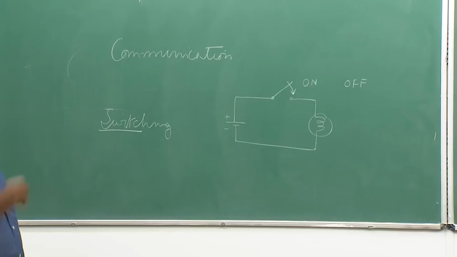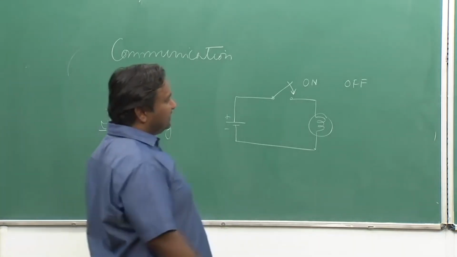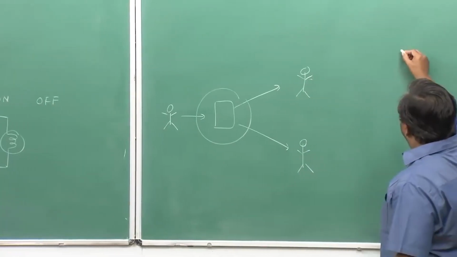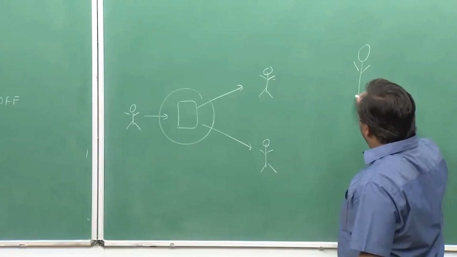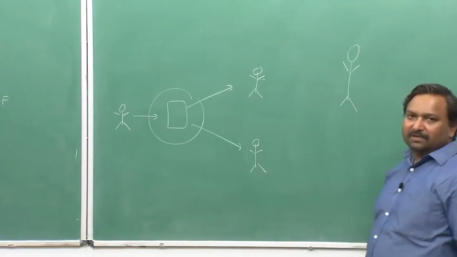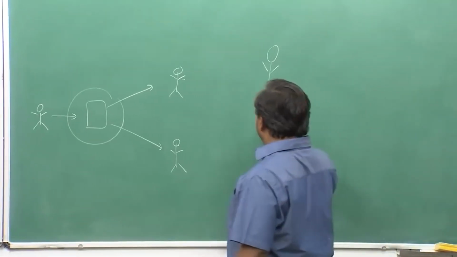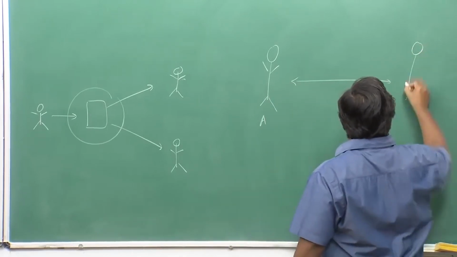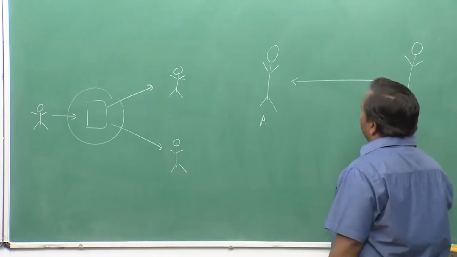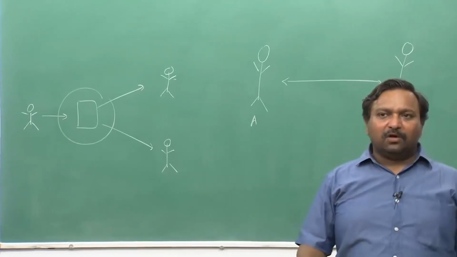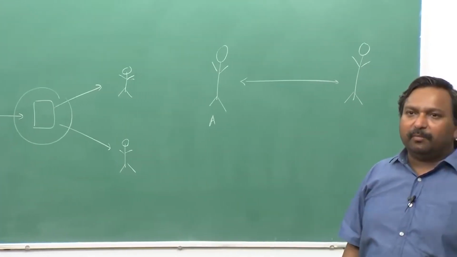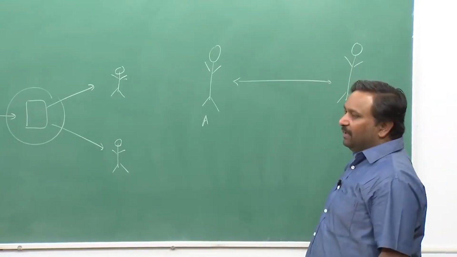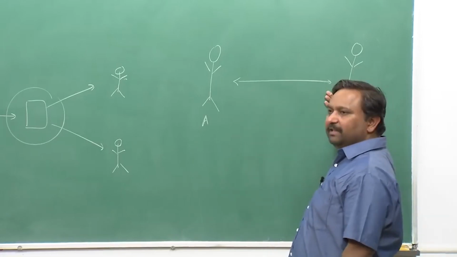So, let us come to the networks, the fundamentals of this, which have to do with communication. If you want to set up a communication system, there is a person A, and this person A would like to talk to person B. I am now talking about how communication can be set up among multiple people and how switching will come into the picture. So, I can set up a communication link between them.